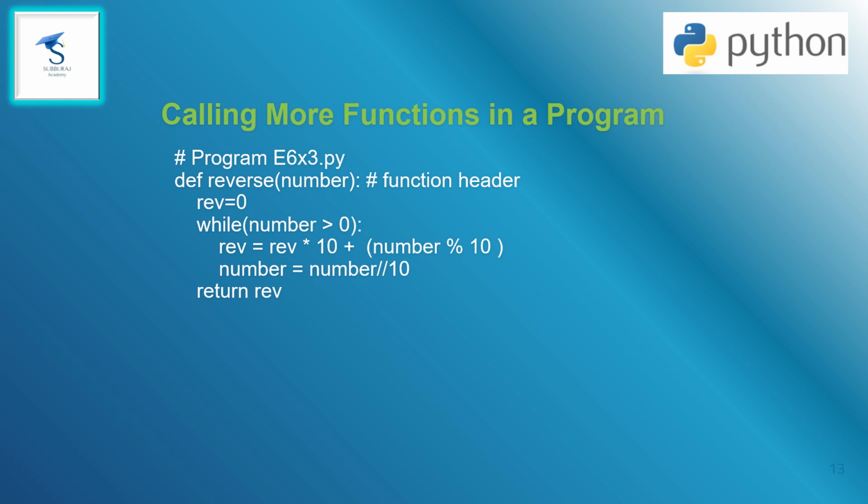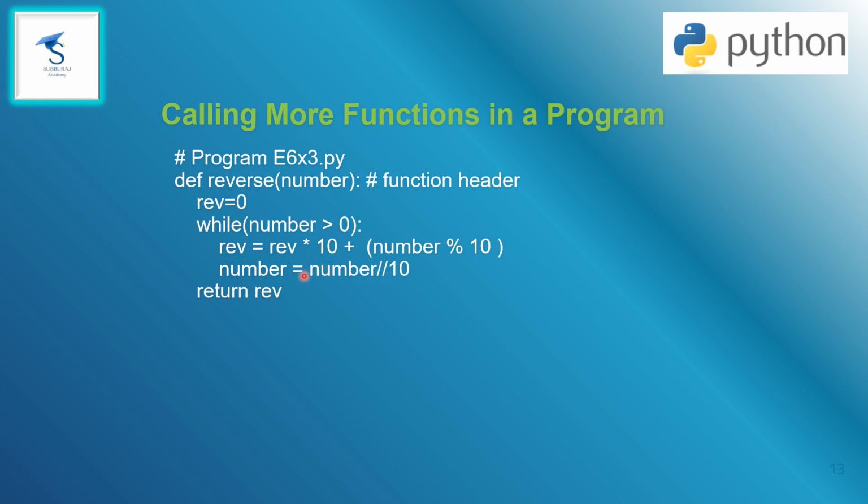Let me explain with an example how this function reverse works. Suppose the number chosen is 21. Initially rev is equal to 0. My number is greater than 0. Number is 21, it's definitely greater than 0. Rev is equal to rev * 10, that is 0 times 10 is 0, plus num % 10. Num % 10 is 21 mod 10, which is 1. Then num is the integer division of number by 10, that is 2.